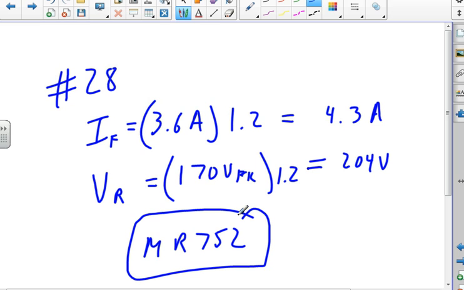All right, 28. Looking at number 30. Would somebody read problem number 30 out loud for me? Where'd the 1.2 come from on that? Design margin plus 20%. So if I go plus 20%, that means I'm multiplying times 1.2. 100% plus another 20%. So that's where that came from.